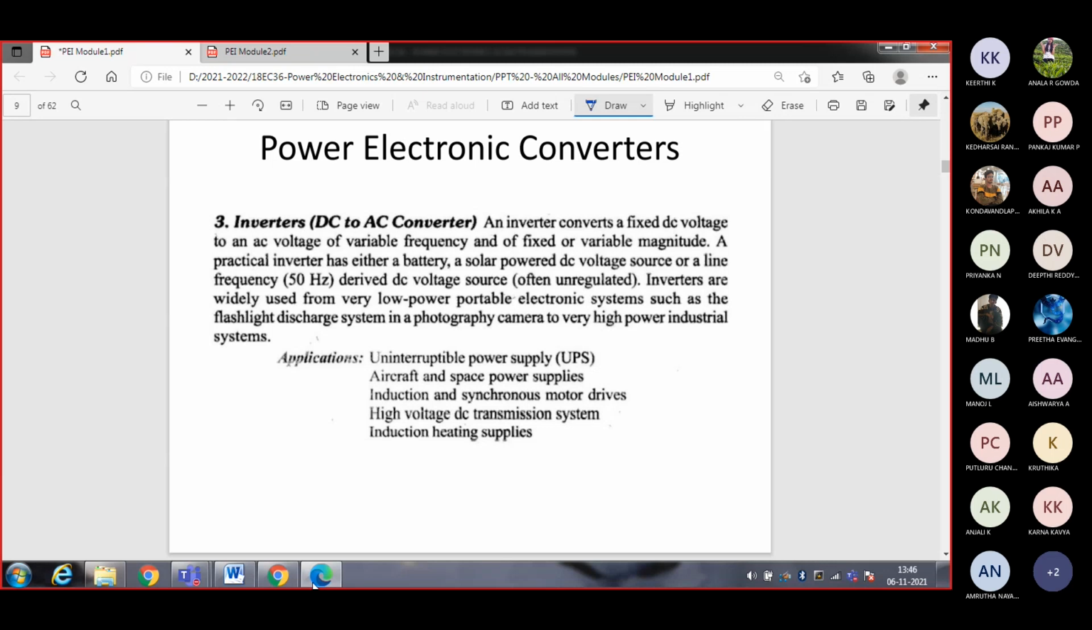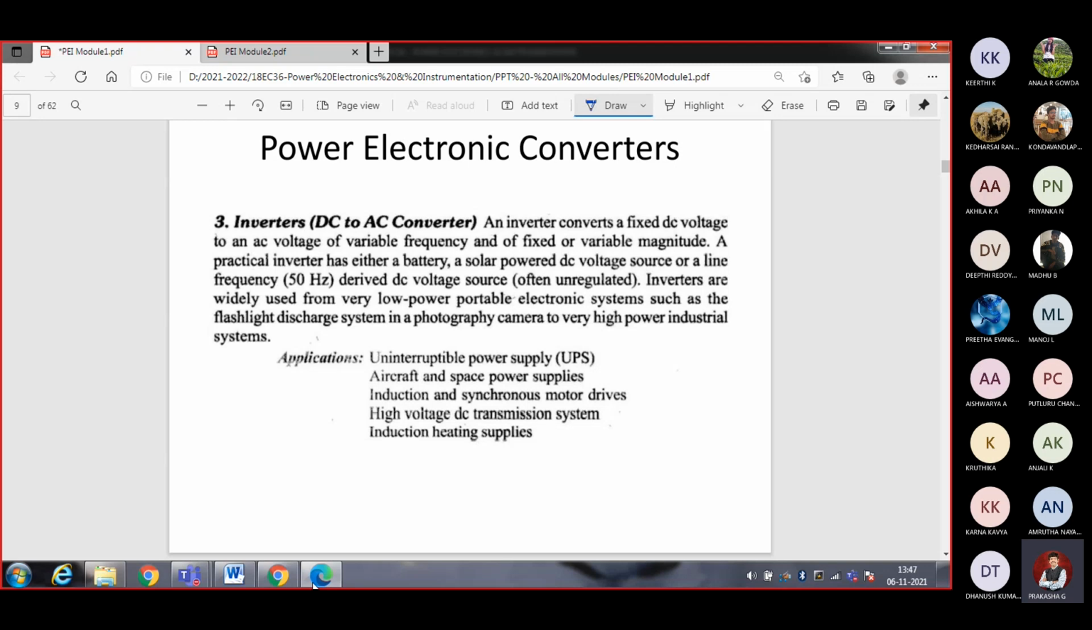voltage source. Obviously, DC may be from a battery that will be converted into AC, or it may be solar power DC that will be converted to AC, or a line frequency derived DC voltage, which can also be converted into AC. Inverters are widely used from very low power portable electronic systems, such as a flashlight discharge system in a photographic camera, to very high power industry systems. Industries cannot work without power everywhere, so we need to convert. If there is no power, a DC to AC converter should be there.